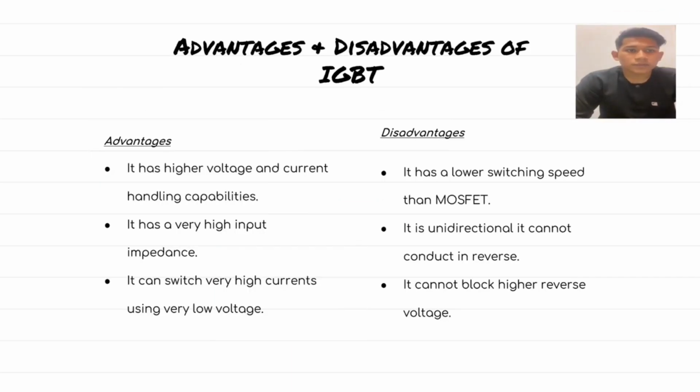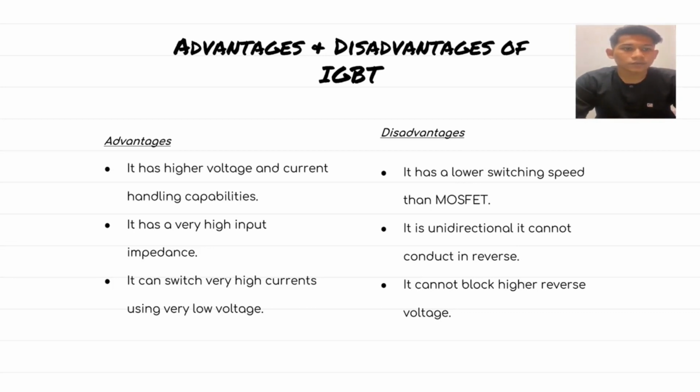There are some advantages of using the IGBT, and when talking about it, there would be some cons or disadvantages in using it. As for the advantages of the IGBT, it has higher voltage and current handling capability. It has very high input impedance. It can switch very high current using very low voltage. It is voltage controlled. It has no input current and low input loss. Moving on to the disadvantages of the IGBT.